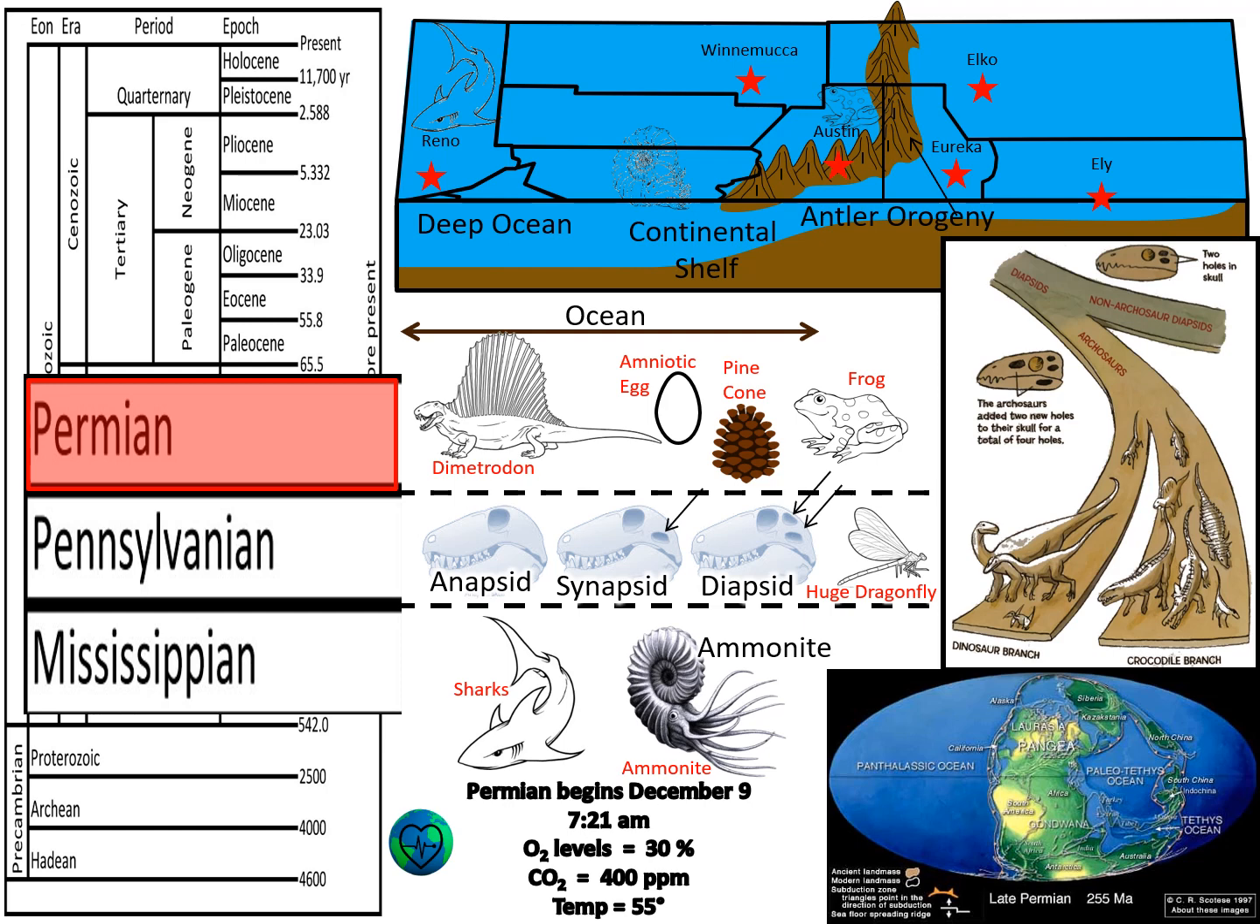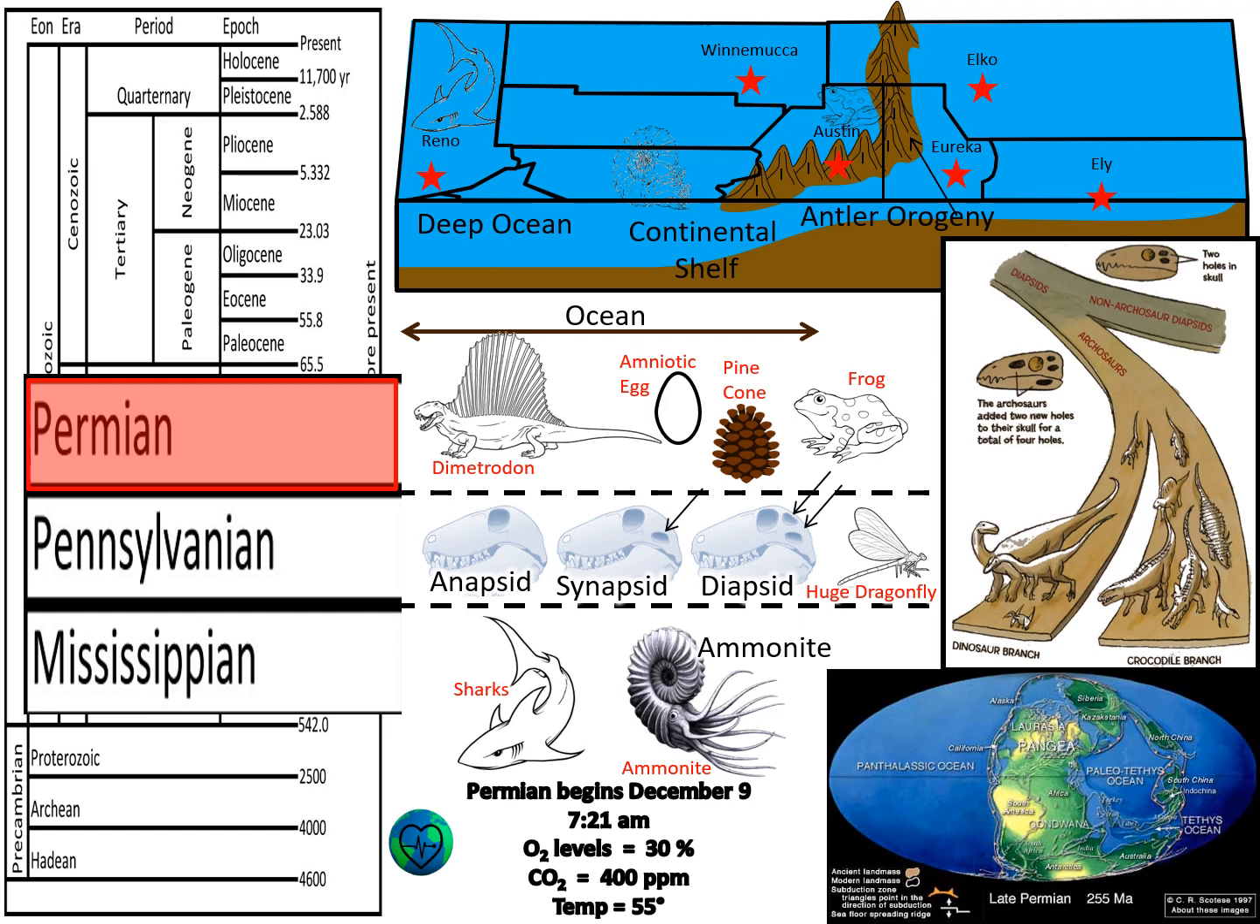That's right, the reptiles. The diapsids from this time period are the ancestors of all living reptiles, and they split off into two groups. The archosaurs, which would give rise to crocodiles and dinosaurs, and the lepidosaurs, which would give rise to lizards and snakes.